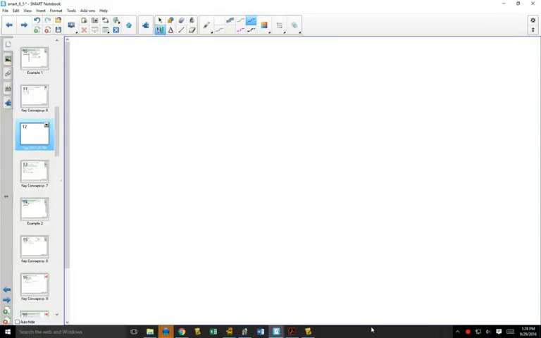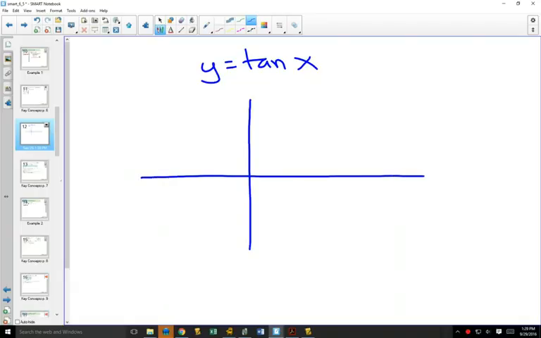At the bottom of the page, there is a graph of y equals tan x. I will show you, if you want to draw it off to the side, how you would draw a graph of tan x. So x will be our angles, and y will equal tan of x.